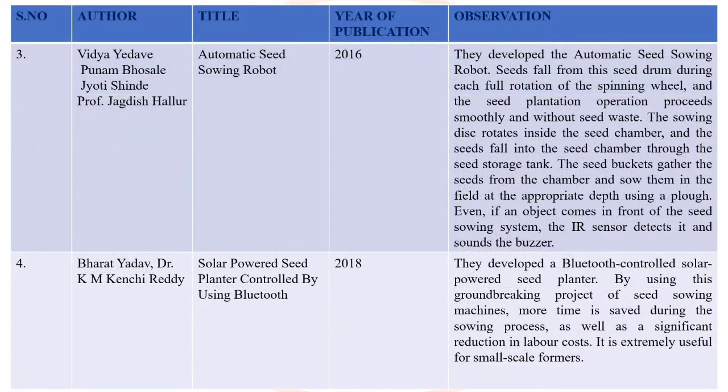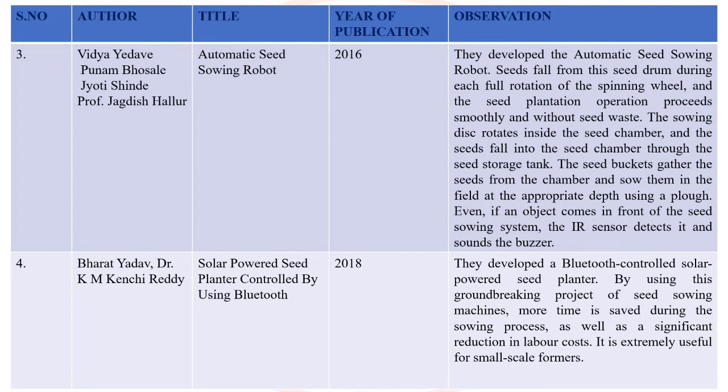Number 3. Title: Automatic Seed Sowing Robot. Name of the authors: Vidya Yadav, Poonam Bhosale, Jyoti Shinde, Professor Jagdish Haller. Published in the year 2016. Observation. They developed the automatic seed sowing robot.